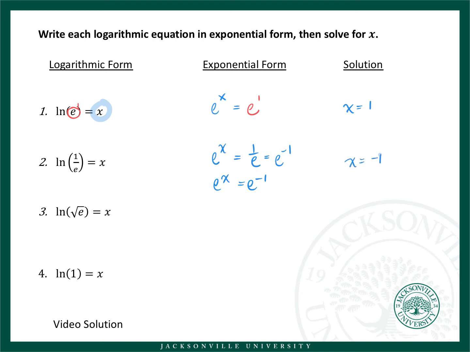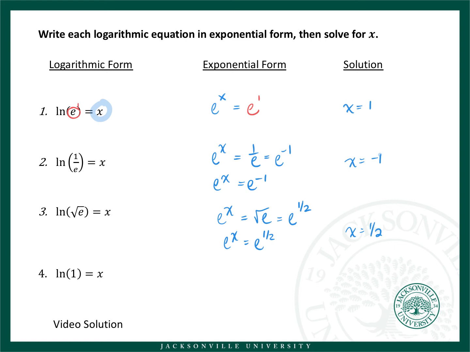Okay, let's consider example 3. What is the natural log of the square root of e equal to? Well, it equals x. So when you take the natural log of the square root of e, the x that you get is the power you would raise e to get that number, square root of e. And we can rewrite the square root of e as e raised to the 1/2. So this tells me that e to the x is equivalent to e to the 1/2, so x is equal to 1/2. So the natural log of the square root of e is equal to 1/2.